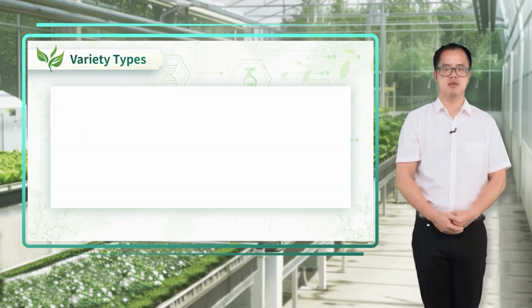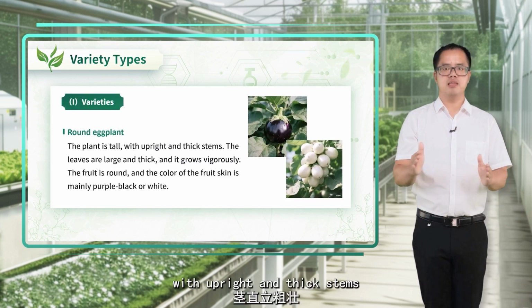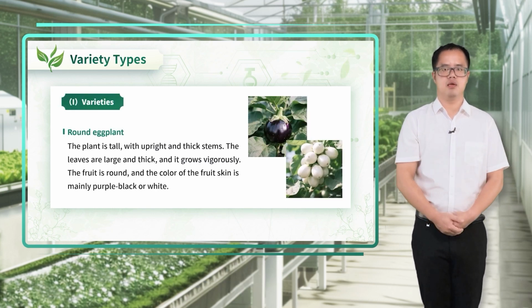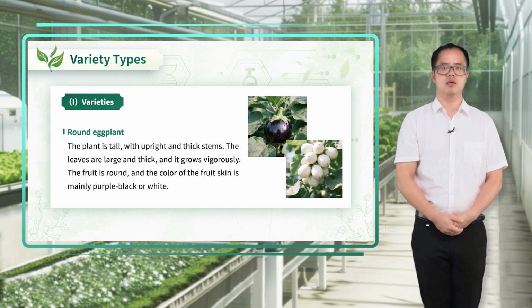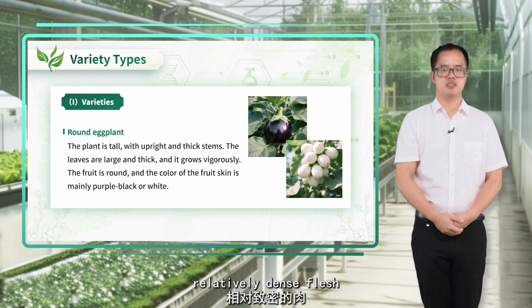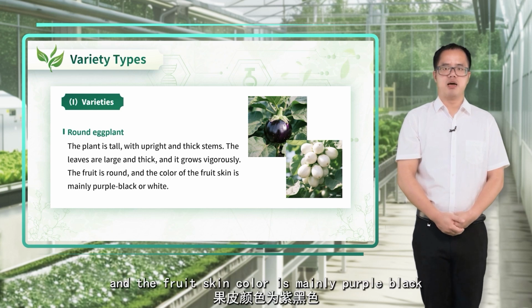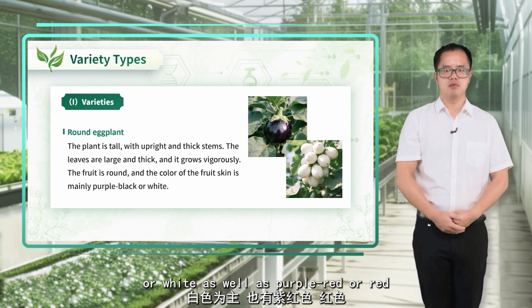Round eggplant. The plant is tall, with an upright, thick stem, and large, thick leaves. Vigorous growth. Round fruits, mostly medium to late maturing varieties. Relatively dense flesh, and the fruit skin color is mainly purple, black or white, as well as purple-red or red.